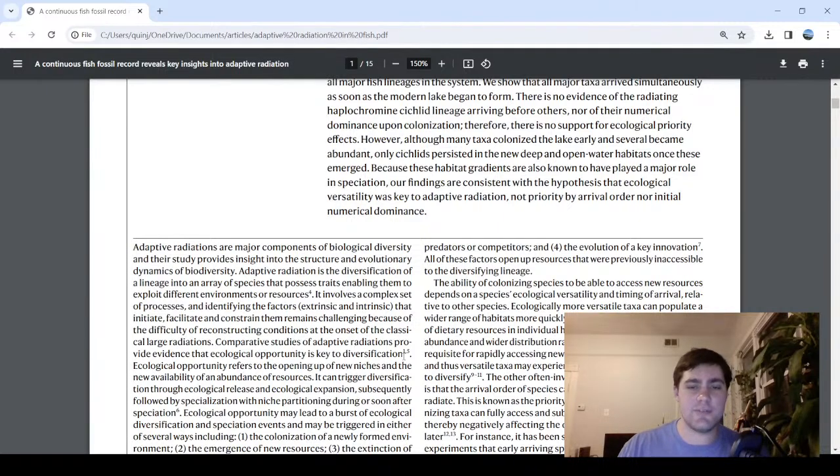Comparative studies of adaptive radiations provide evidence that ecological opportunity is key to diversification. So I guess that would be ecological opportunity. An example of that would be like when a fish realizes it can go on land. Ecological opportunity refers to the opening up of new niches and the new availability of an abundance of resources. It can trigger diversification through ecological release and ecological expansion, subsequently followed by specialization with niche partitioning during or soon after speciation.